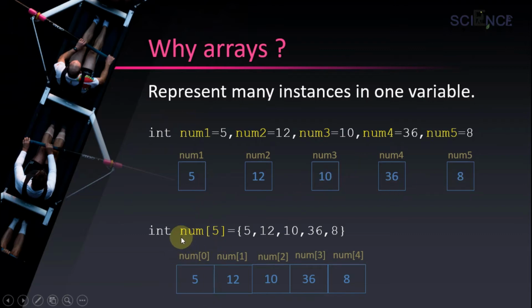We can use a single variable to give a reference for all these 5 values, right? That is why we can say that it represents many instances in one variable. Now you can see here we used 5 instances, but here we have used a single variable to represent 5 instances, right?